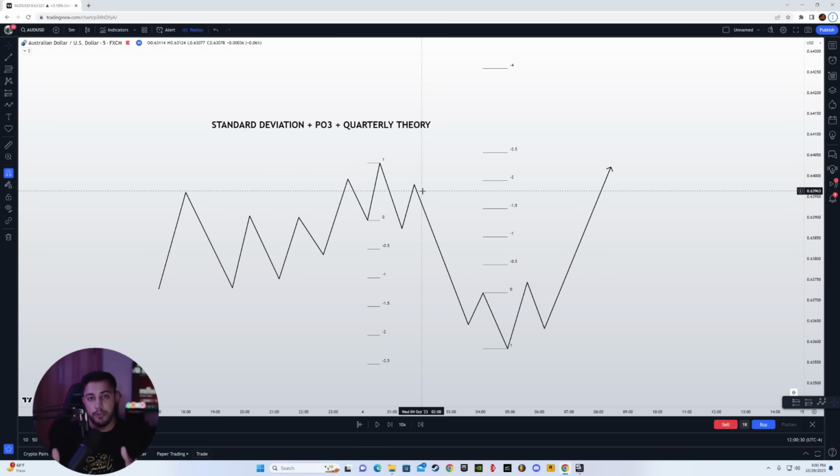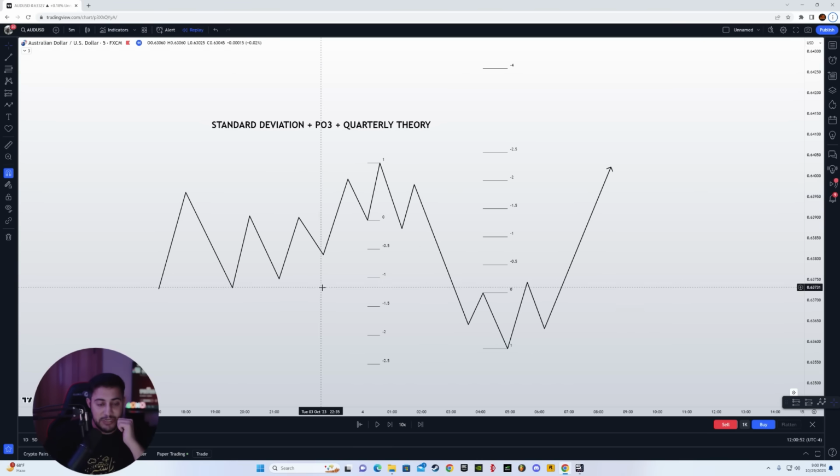Now, what if I told you that you can actually measure the manipulation and also the expansion? You will know exactly where the manipulation phase is going to end, and you will also know when the expansion phase is about to start. So you can take and trade that entire expansion move. So if you're interested, keep on watching, right?